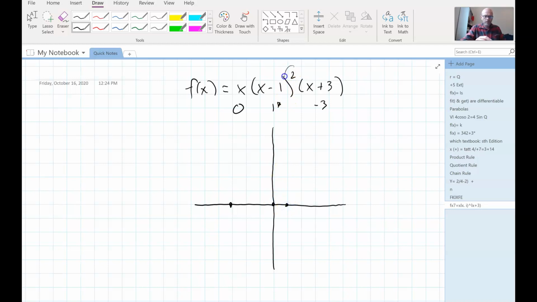Now remember this, because there's two factors of x minus 1, that means that there's a multiplicity of 2 on the x-intercept of 1, which means the graph is going to ricochet when it hits that point. So it's either going to look like that or like that, depending on where it comes from.